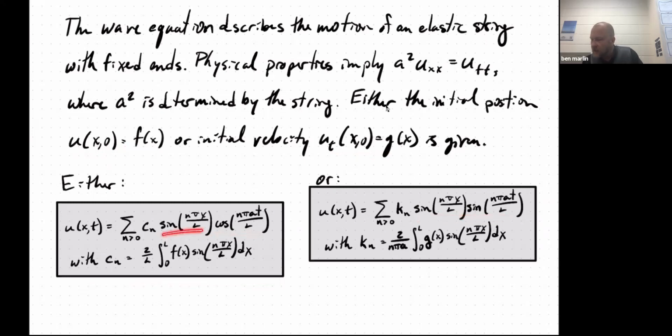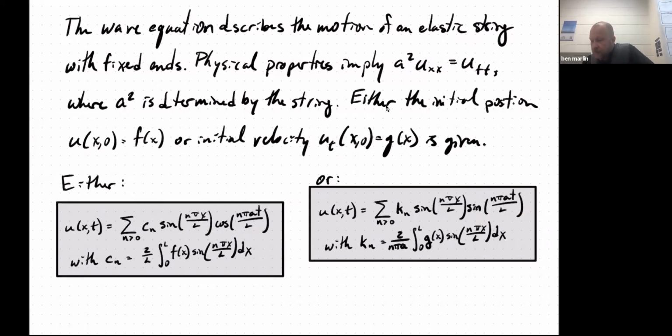So because of the fixed endpoints, you're going to be using sines for the x part in either one of these, but depending on whether you've got an initial position or an initial velocity, that will determine whether you end up with the sine or the cosine on the second part, the t portion.